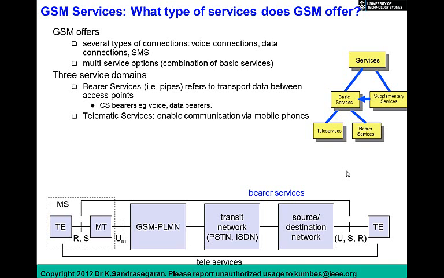And the second type of service that GSM provides is referred to as telematic services, and this enables communication via mobile phones. Telephony is a type of telematic service, and there are other telematic services such as email. Again, this is all through a circuit switch bearer.